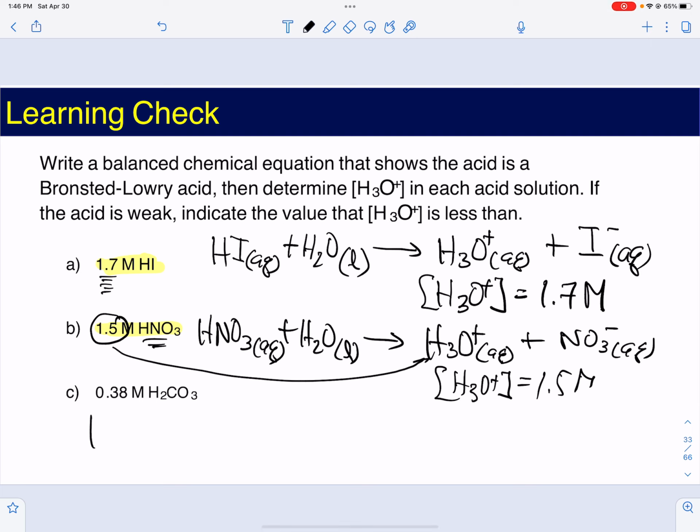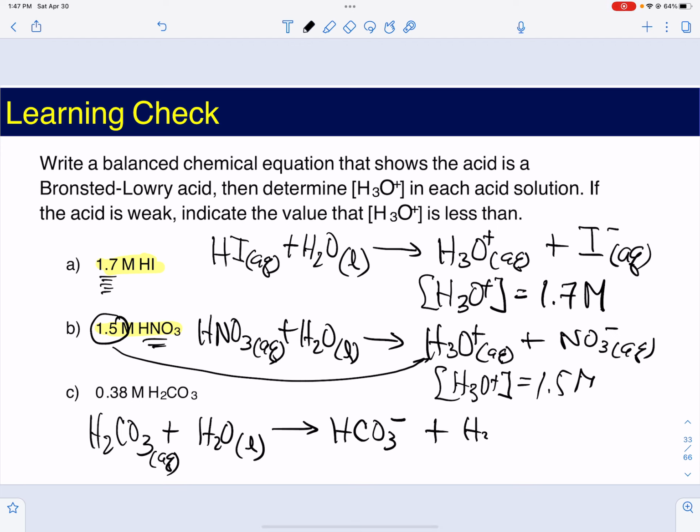This one here is a weak acid, which means when it behaves as a Bronsted-Lowry acid and reacts with water, it will donate one of the protons, creating hydronium.